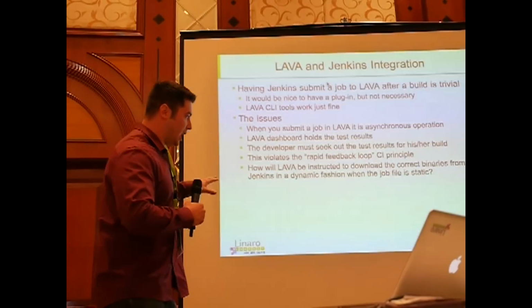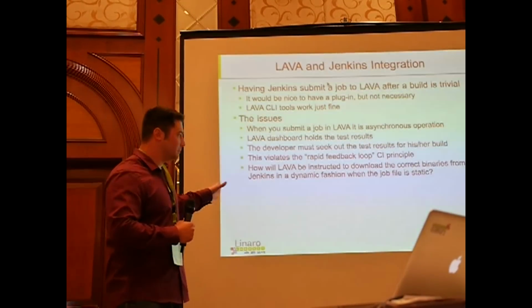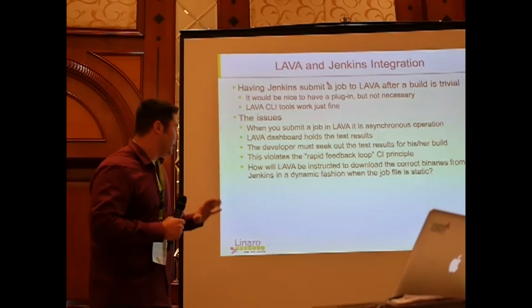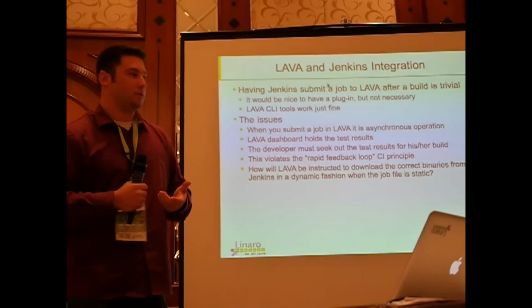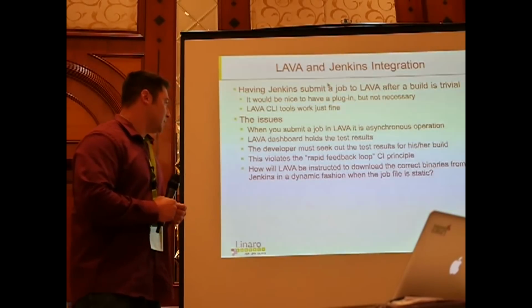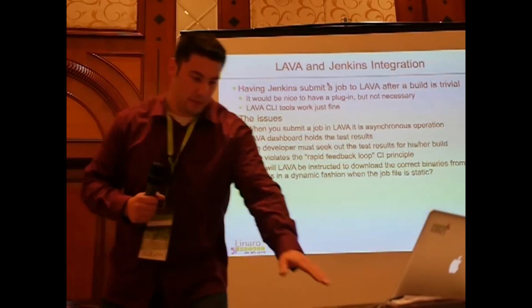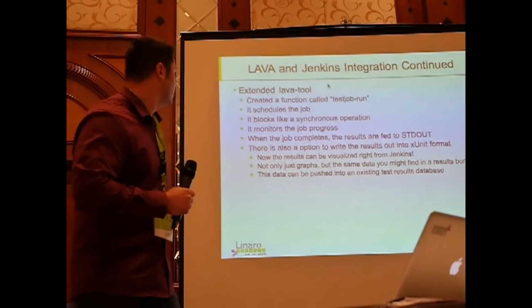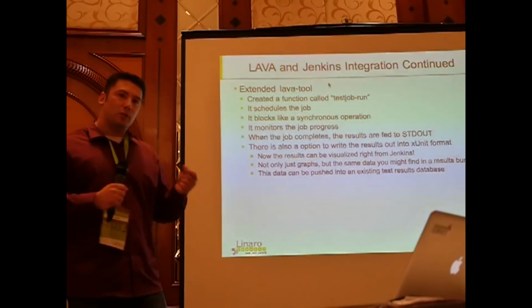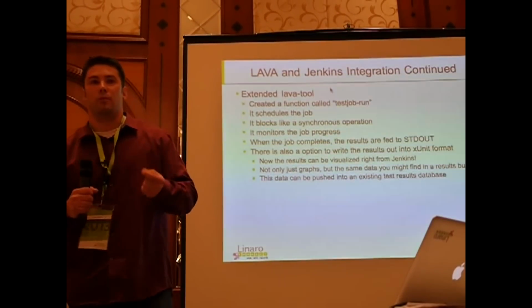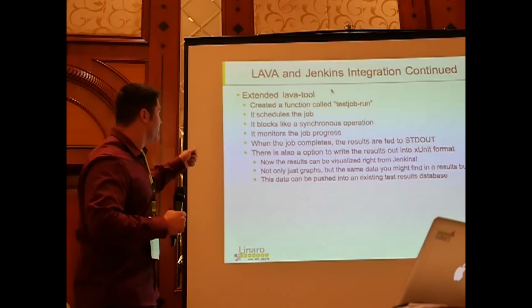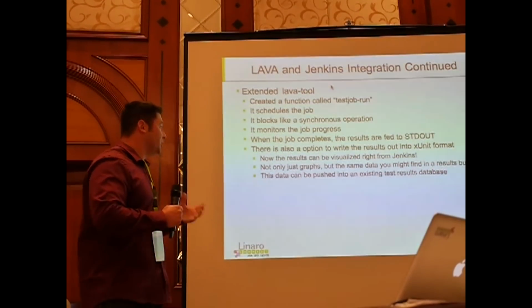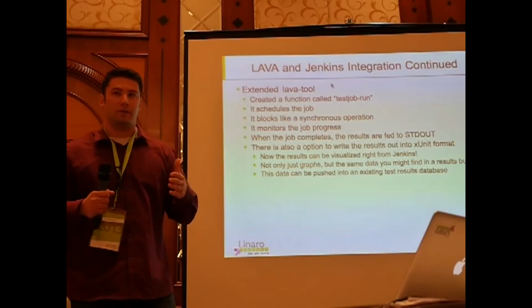There are a couple of issues with that, and I'll just lightly go over them. Basically, these job files are a static thing. How do you create them dynamically? There are some issues there with CI, and we solved some of them. It may not be the best implementation, but it works. So we extended Lava tool, and we added a function called test job run. This blocks, like a synchronous operation. It monitors the job, and when the job completes, the results are fed out to standard out.